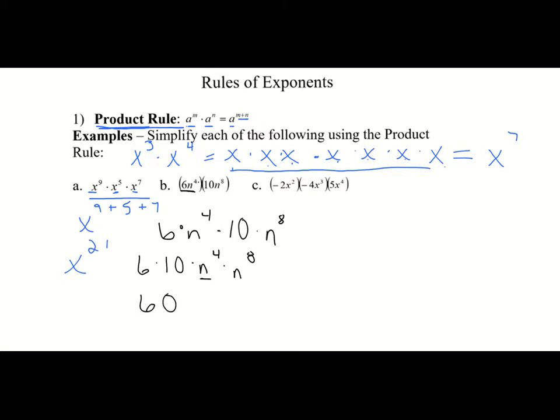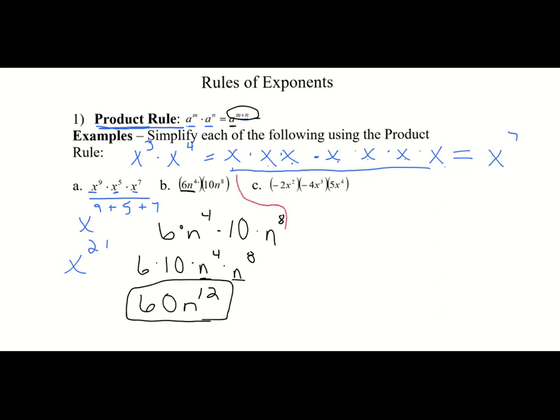Then, we have n to the 4th and n to the 8th. The base right there is the same. So because it's the same, I can use the product rule. And to simplify it, I'll write n once, and my exponent will be the sum of the two exponents. So 4 plus 8 is 12. And then we can't do anything else with that because we don't know what n is. So 60 n to the 12th power is my final answer there.